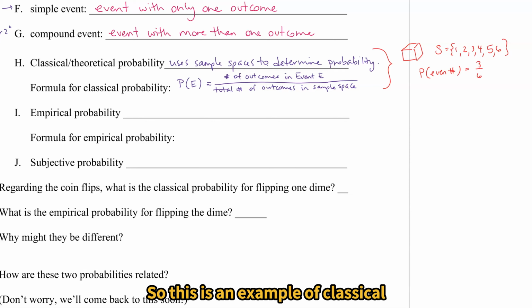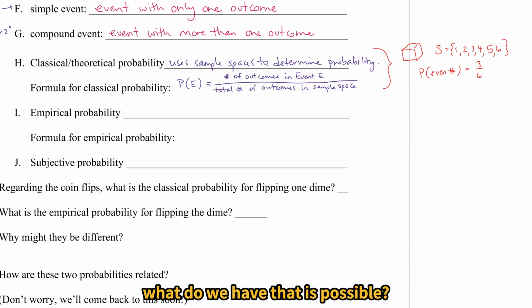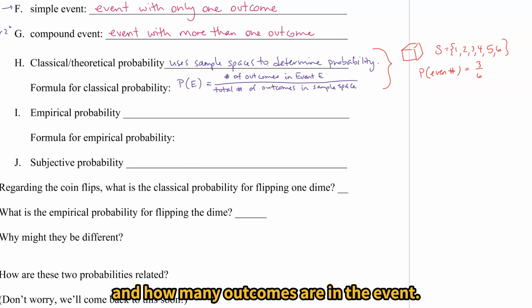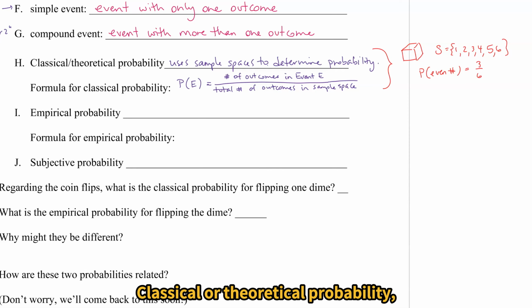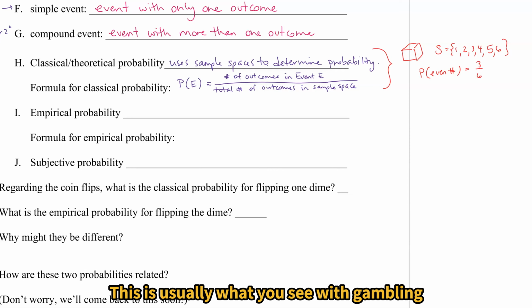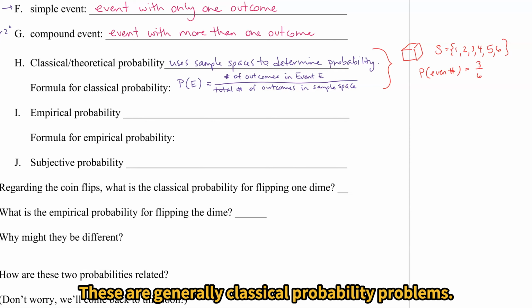So this is an example of classical or theoretical probability. When we look at the entire sample space, what do we have that is possible? And then also looking at the event that we want and how many outcomes are in the event. Classical or theoretical probability, the words are used interchangeably. This is usually what you see with gambling, when you're playing pretty much any kind of game of chance. Cards, dice, coin flips, these are generally classical probability problems.